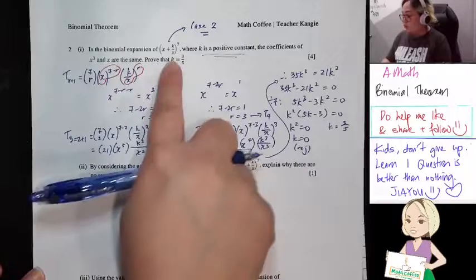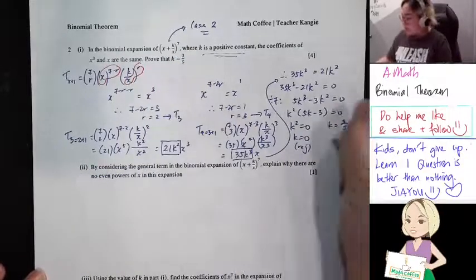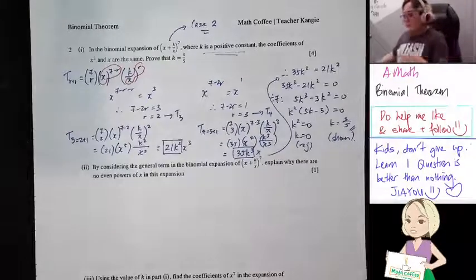Then they ask you to prove that k is equals to 3/5. So I already prove that, and you will say shown. Shown or proven, doesn't matter. Okay.